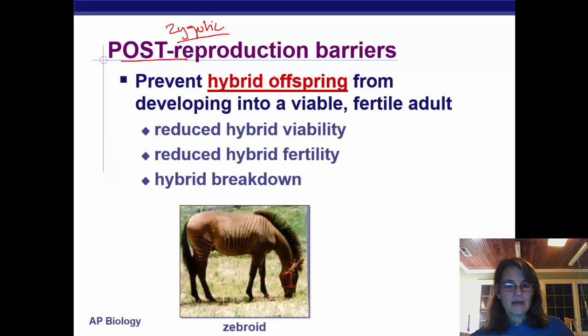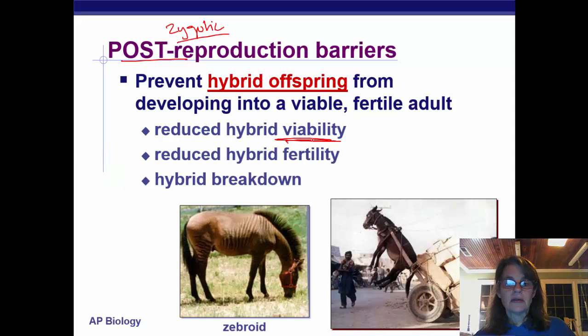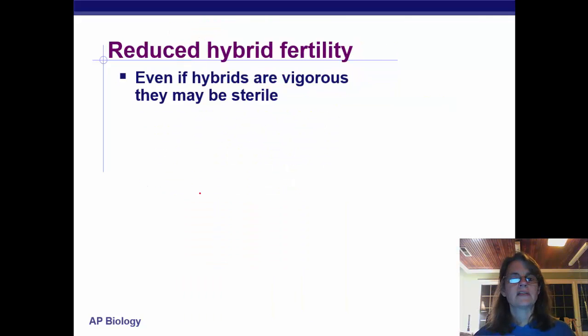So the viability, simply the ability of the animal to live, may be compromised. It may live, but it can't reproduce, or it may even reproduce, but the offspring of these offspring don't do very well. So let's talk about each one. Reduced hybrid fertility, okay? What this means is the hybrids that are made between two different species that actually come together survive very well, but they can't reproduce.